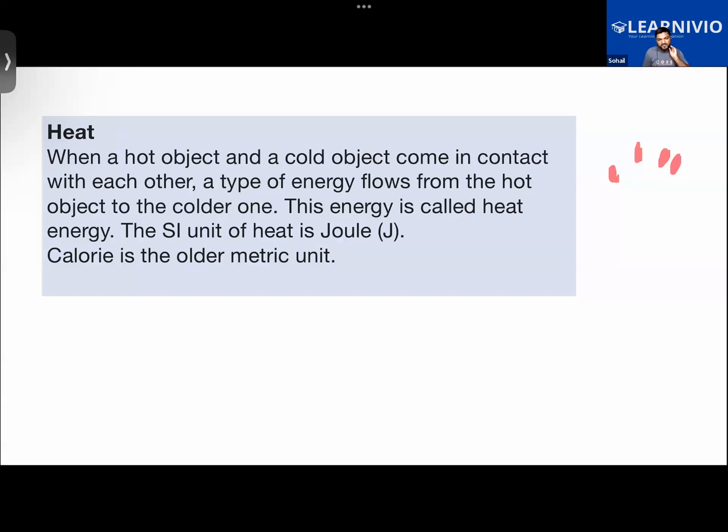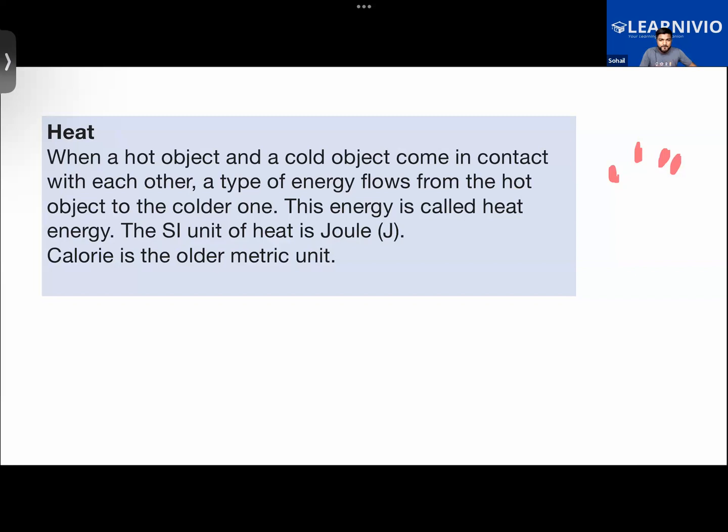Getting it? So whenever a hot and a cold object come in contact with each other, a type of energy flows from the hotter object to the colder object. That is the reason why our hand feels cold when we hold a piece of ice cube in our hand, because the heat energy is lost from our hand into the ice cube and not the opposite. Getting it? Why do we feel cold when an ice cube is placed? Because energy is lost from our hand. That ice cube basically absorbs the heat from our hand. Okay.